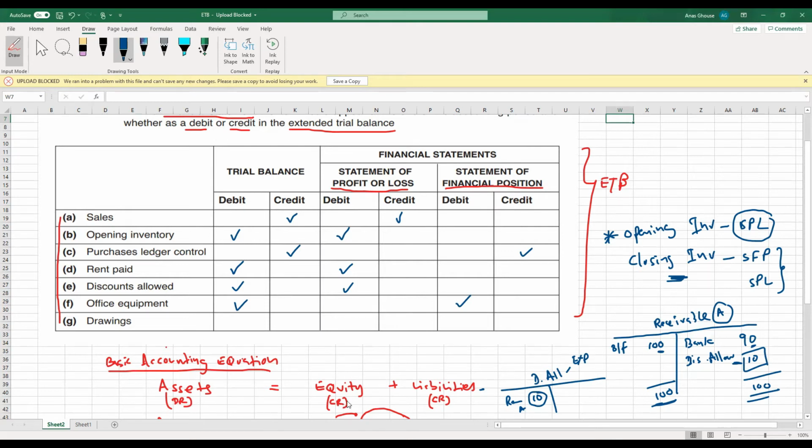Usually equity is a credit balance. Okay, so a reduction in equity will be a debit balance. We record it in a separate account called drawings account. So therefore it will be reflected on the debit side of the trial balance. And since it is an adjustment to the equity, it has to be in the financial position. Okay, so this is the answer for the first part.